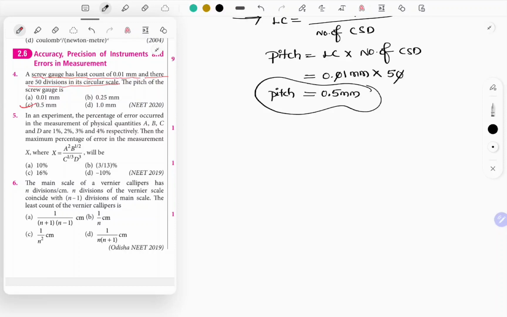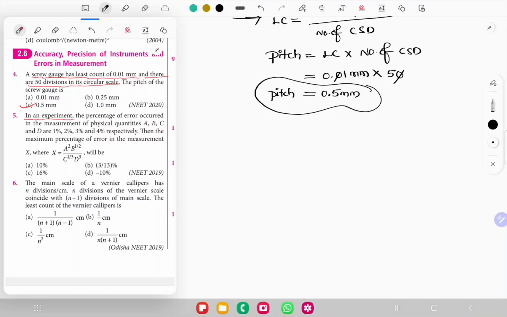Let me read out that question and let me answer. Try to observe, guys. In an experiment, the percentage error occurred in the measurement of physical quantities A, B, C and D are 1%, 2%, 3% and 4% respectively. Then the maximum percentage error in measurement of X, they are asking.